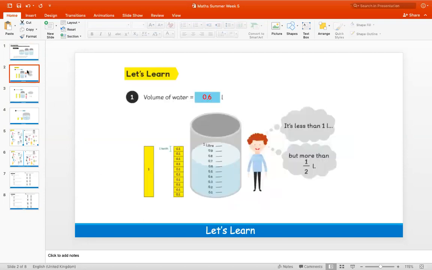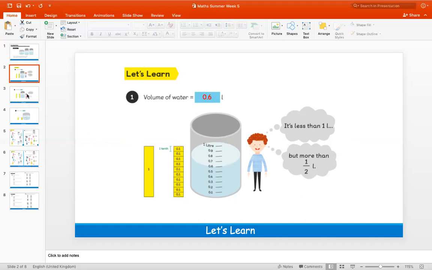I will now go through the Let's Learn with you. So this was the middle container, if I'm correct, and I said it goes up in tenths, and I did say it was 0.1, 0.2, and so on. So you need to count all the way. And this has 0.6 litres of water. We know that 0.6 is less than 1 litre, but it's more than half. So half of 1 is 0.5.